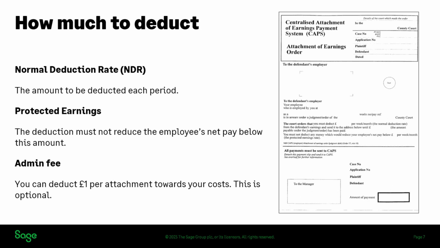You are also allowed to charge an admin fee of £1 per attachment towards your costs. It's entirely optional. That fee comes off your employee, and we will show how to set that up when we go through the demo. The image on the slide there is a CAPS attachment, which I just found with a quick Google search, and that's a type of attachment where it would tell you how much to deduct each period, and often it will also tell you what the protected earnings are.